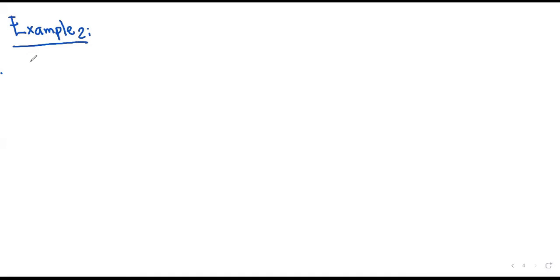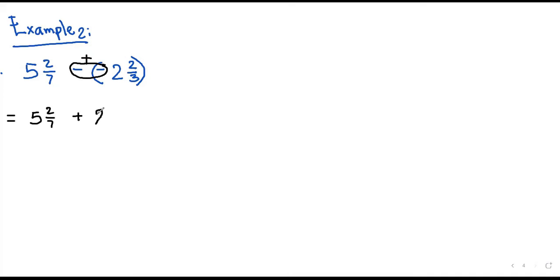Let us have 5 and 2 out of 7 minus negative 2 and 2 out of 3. Okay. So remember that negative times negative will give you positive. Do you remember that? Yes. Okay. So then we are going to have 5 and 2 out of 7 plus 2 and 2 out of 3. Is it okay?